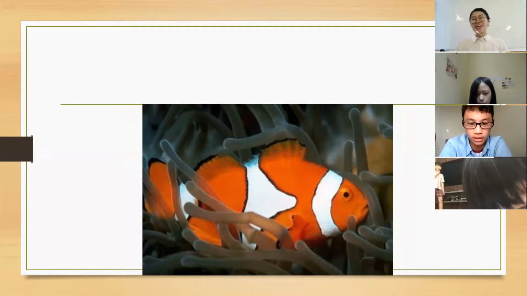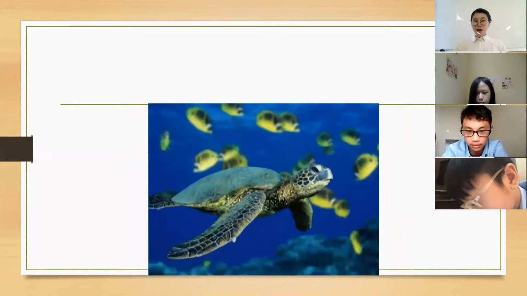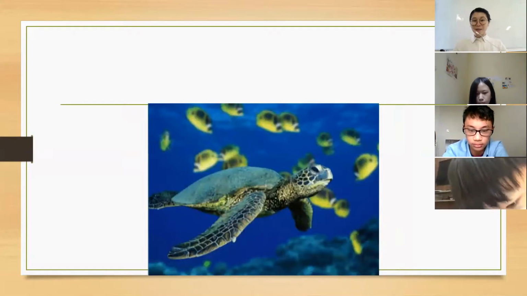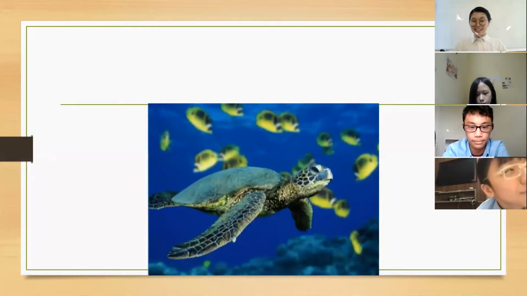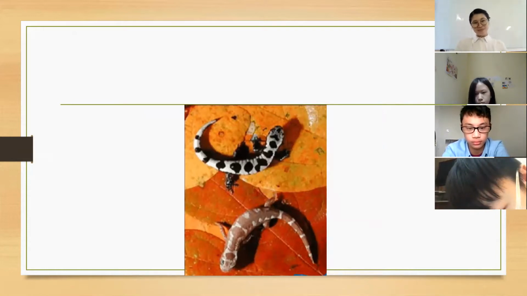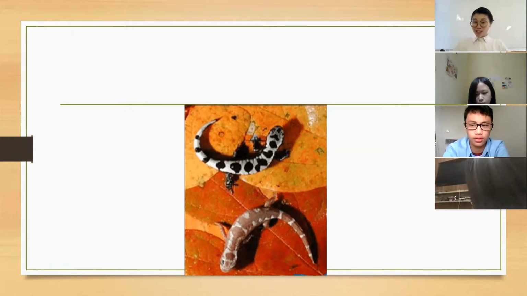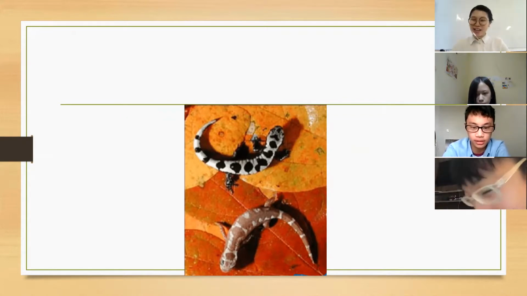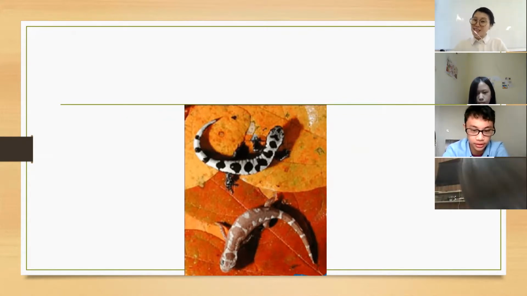Okay, how about this one, Daniel? Nemo. Fish. Very good. It's a fish. How about this one, Shara? Turtle is a reptile. Very good. Turtle is a reptile. How about this one? It is a newt. What is the answer? Fish. Oh, newt is a fish? Who can help Valerich? Amphibian. Very good. It's an amphibian. As you can see, newt has a moist skin.